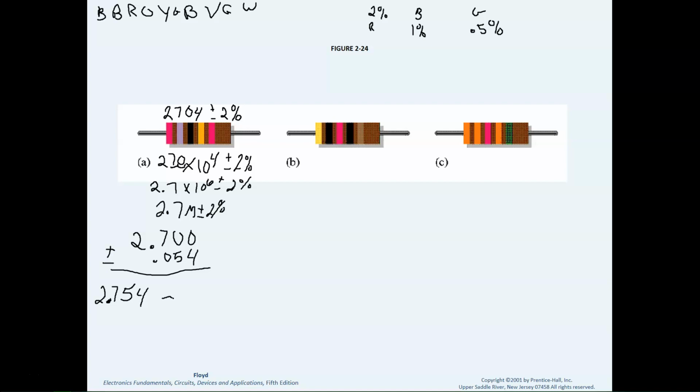Subtracting from, you get 2.646. Bring down your mega to both, and it's solved. And again, yes, you can very well go in and put in the last 3 zeros, should you want to. If that helps you, that's fine.